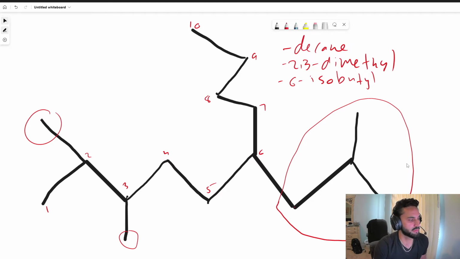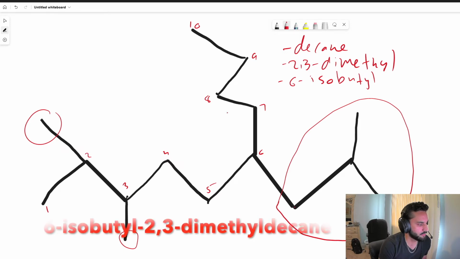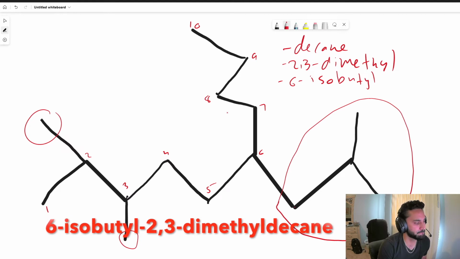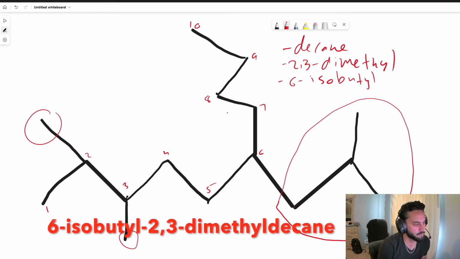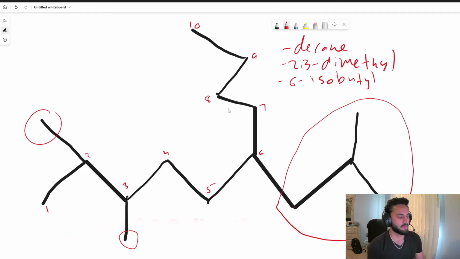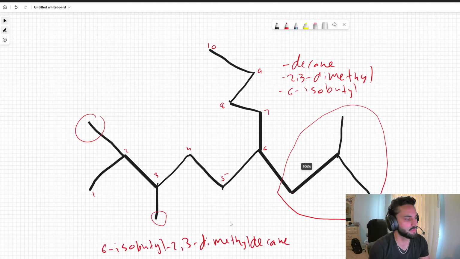Isobutyl. So how would we name this? Again, alphabetical order. I comes before M, so I would start with isobutyl. So 6 isobutyl, and then 2, 3 dimethyl decane. All right, we're done with naming alkanes.